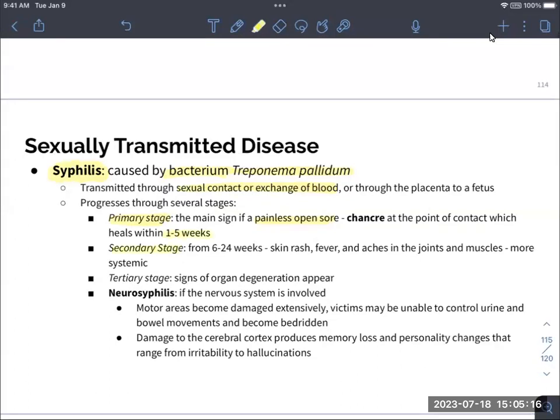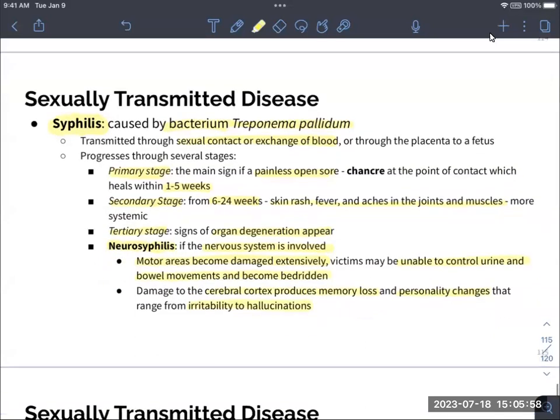During the secondary stage, which is 6 to 24 weeks, you start to see skin rashes, fevers, and aches in the joints and the muscles. You start to feel more symptomatic. And then in the tertiary stage, organ degeneration will start to occur. Neurosyphilis is when the syphilis bacterium gets into the nervous system. Your motor areas start to become damaged. You may not be able to control your urine and bowel movements. You may end up bedridden. If there's damage to the cerebral cortex, it can cause memory loss and personality changes that range from irritability all the way through to hallucinations.